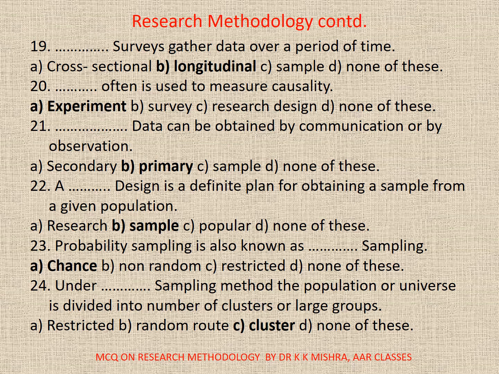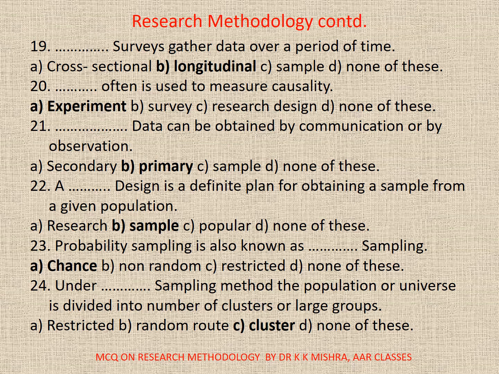Experiment. 21. Dash data can be obtained by communication or by observation. A. Secondary. B. Primary. C. Sample. D. None. The correct option is B. Primary. 22. Dash design is a definite plan for obtaining a sample from a given population. A. Research. B. Sample. C. Population. D. None. The correct option is B. Sample. 23. Probability sampling is also known as dash sampling. A. Chance. B. Non-random. C. Restricted. D. None. Correct option is A.